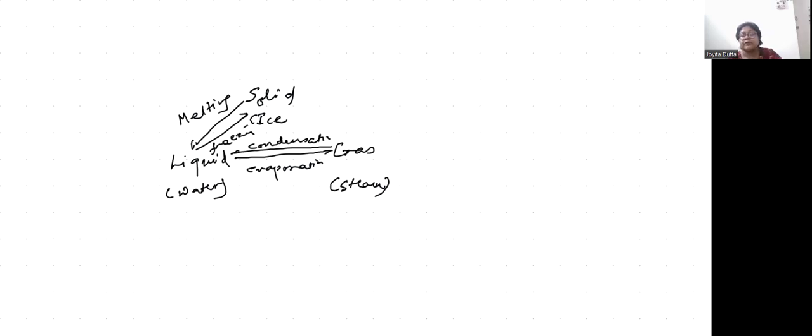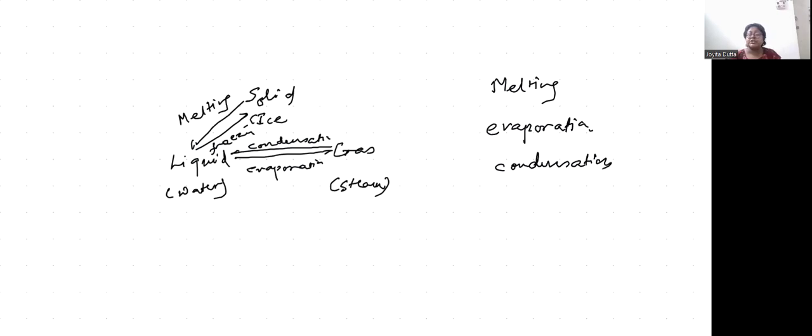So I have told about melting. Melting is the process of conversion of solid to liquid. Then I have talked about evaporation. Evaporation is a process to convert liquid to its gaseous form. Then condensation. Condensation means conversion of the gaseous state to the liquid state, and freezing is conversion of the liquid state to the solid state.